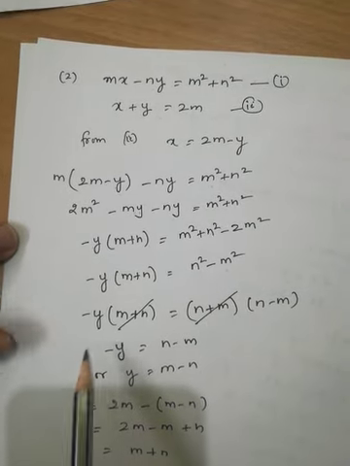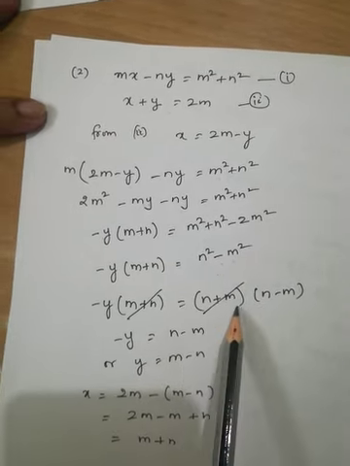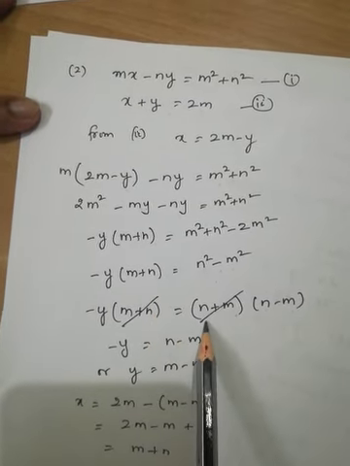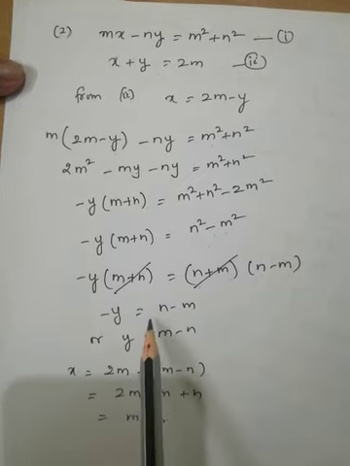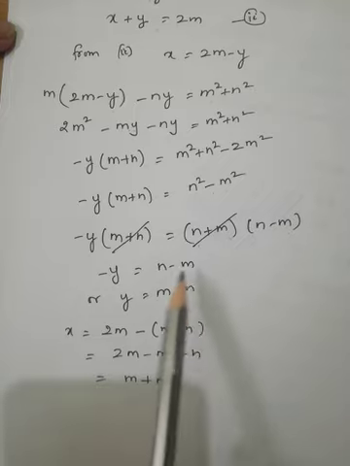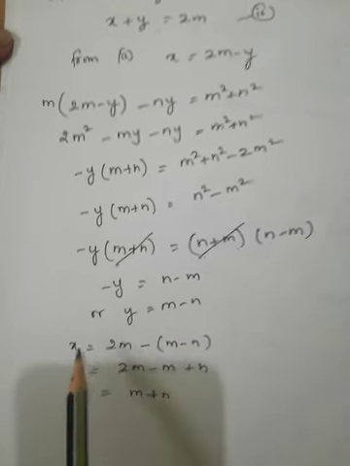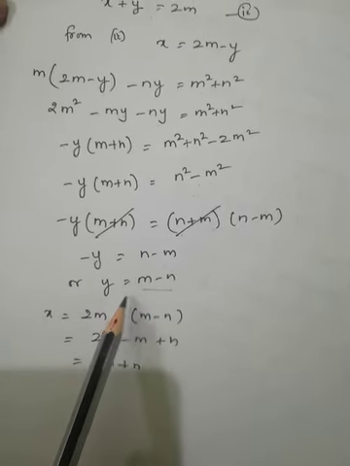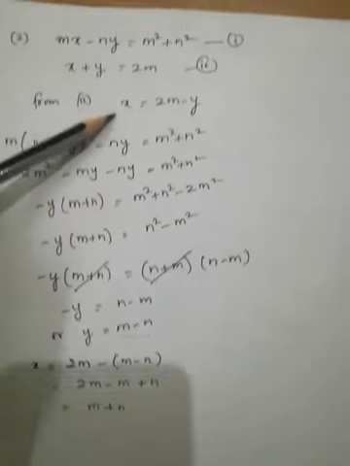n square minus m square, which can be written as (n plus m) into (n minus m). So this m plus n and m plus n cancels. You get minus y is equal to n minus m, or y is equal to m minus n. Interchange. Putting minus sign on both sides.